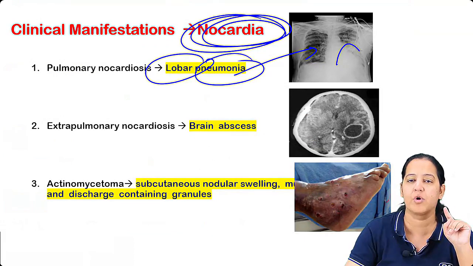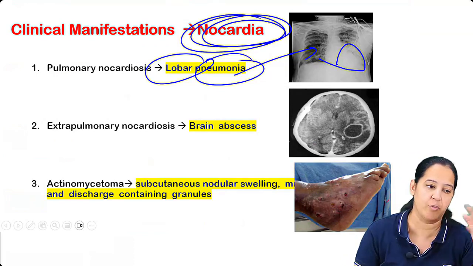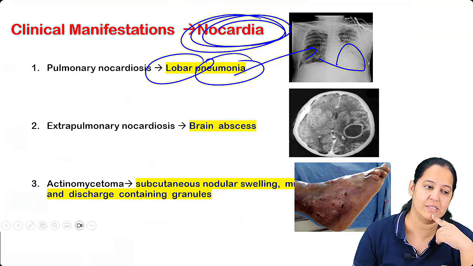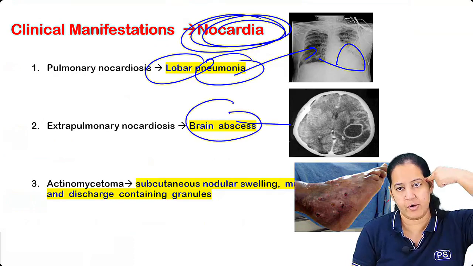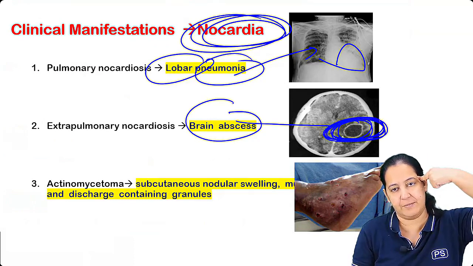The complete lobe is gone. Appreciate in the diagram: severe lobar pneumonia. The complete lobe is consolidated. Okay. Number 2, brain. It causes abscess in the brain. Appreciate the abscess in the brain.